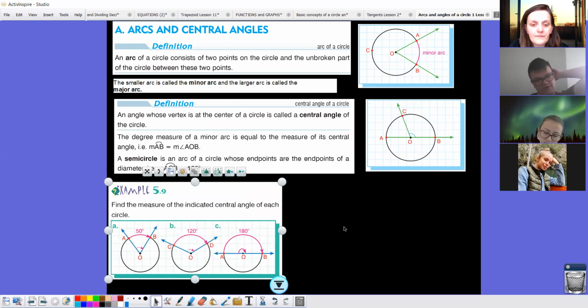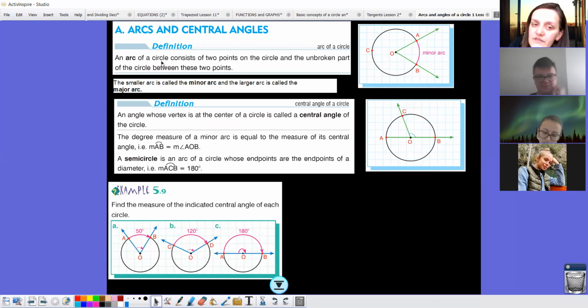We say arc. So an arc of a circle consists of 2 points on the circle and the unbroken part of the circle between these 2 points. So as you see here, we have 2 points from A to B. This is an arc. Also from A to C, this is an arc. From C to B, it's an arc. So this part of the circle is called arc.